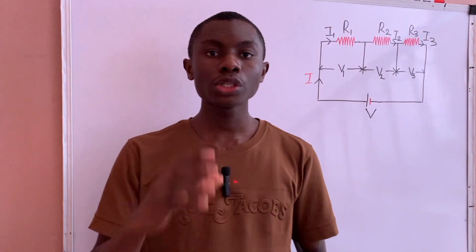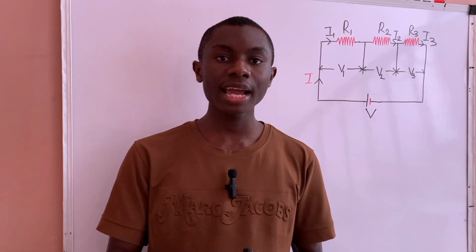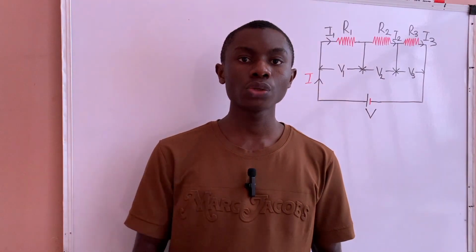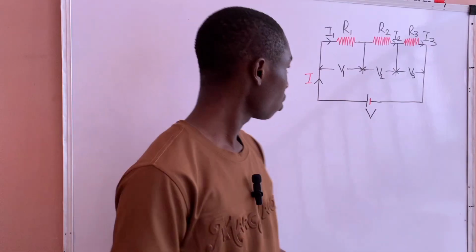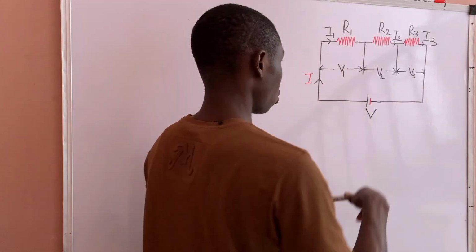In today's video, I will show you the smartest and the fastest method on how to derive the voltage divider rule using Ohm's law and series circuit principles. Let's dive in. For the circuit above, we have resistor R1, resistor R2, and resistor R3.